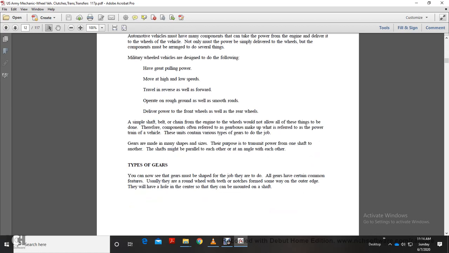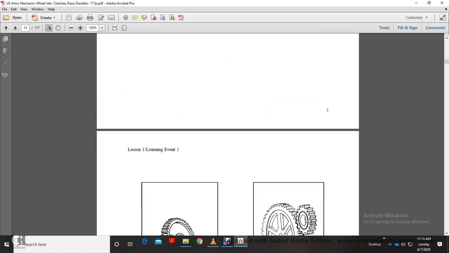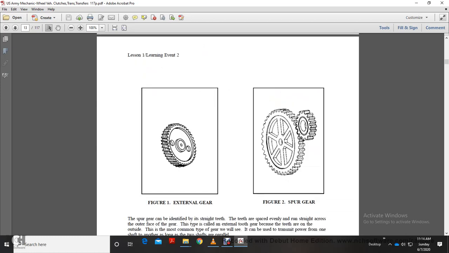Types of gears: you can now see that a gear must be shaped for the job it has to do, though gears share common features. Usually a round wheel with teeth or notches formed in some way on the outer edge, they have a hole in the center so they can be mounted on a shaft. This shows an external gear, the spur gear.